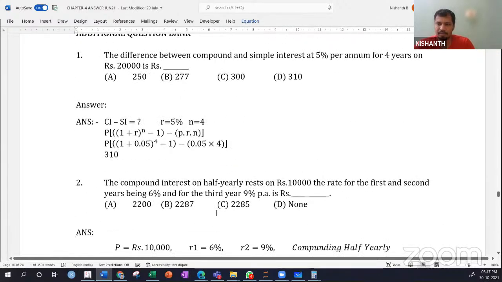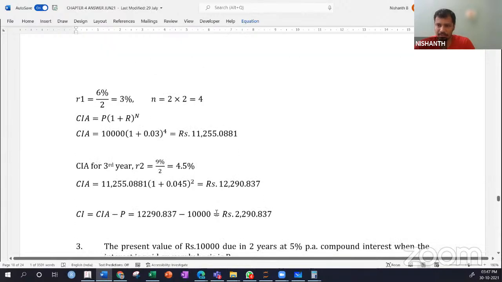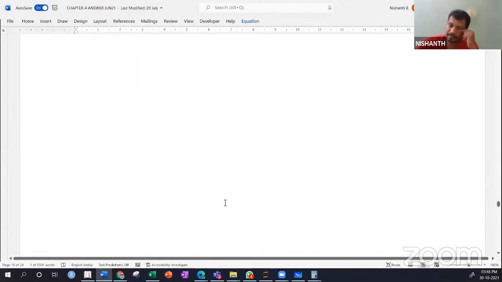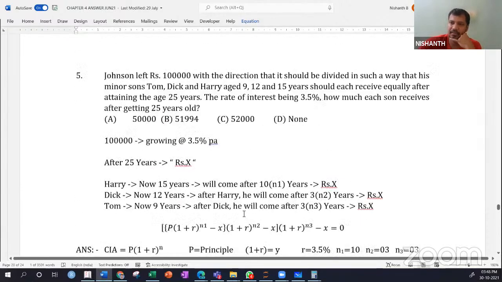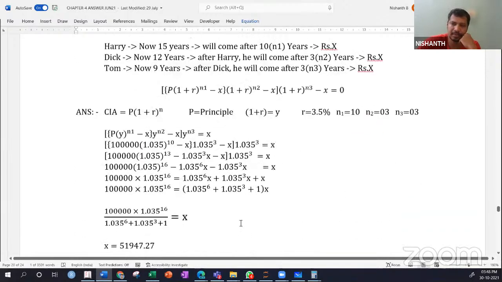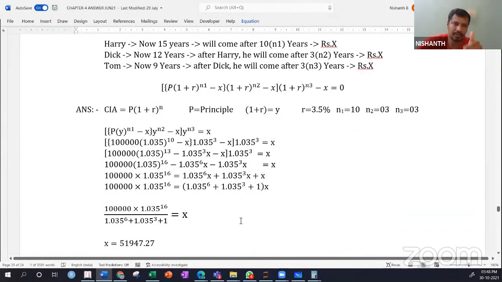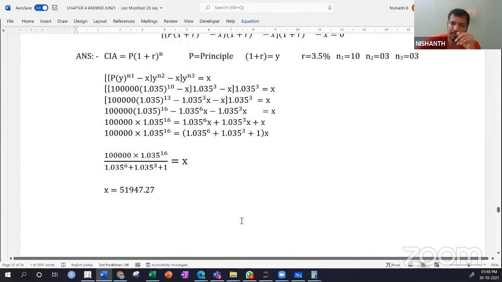This is also simple. Okay, here we solved the additional question bank also. Yeah, this Johnson problem never comes up again. I solved it at the end. You can skip this problem also. This is a very lengthy problem to solve.